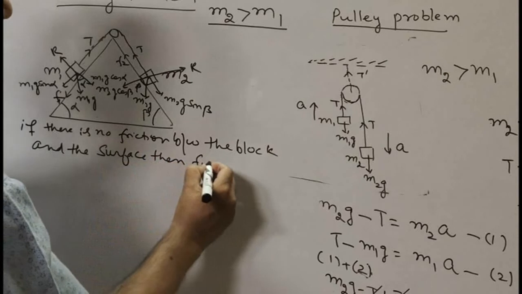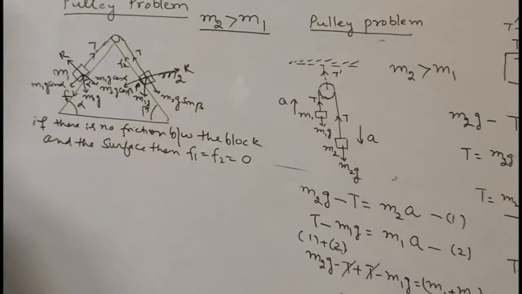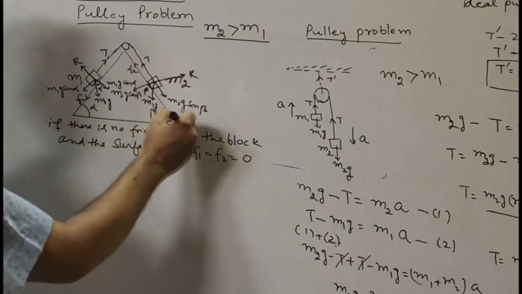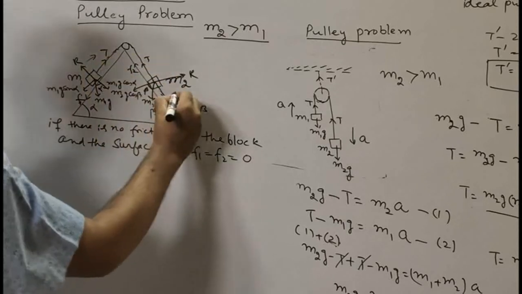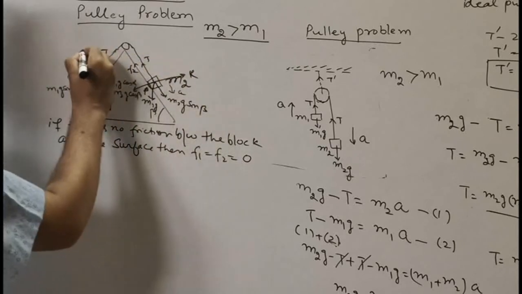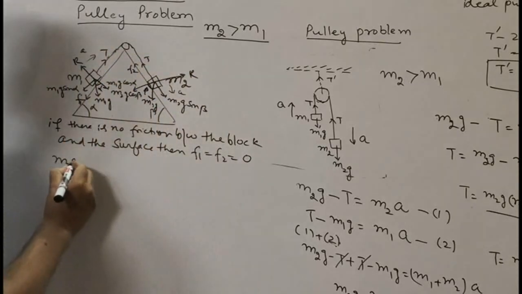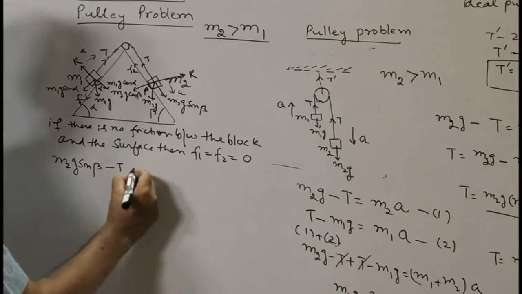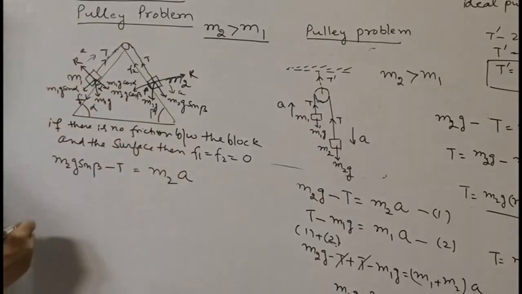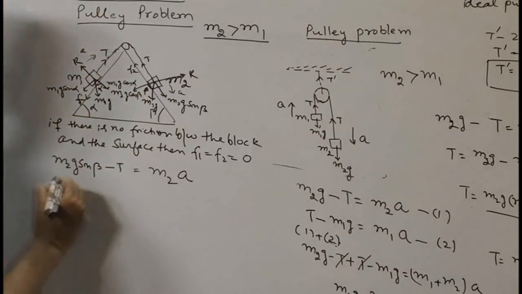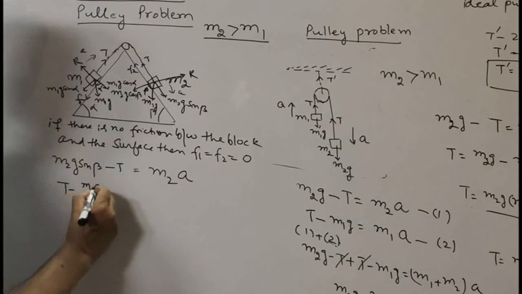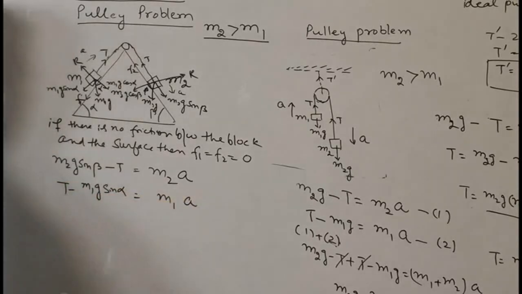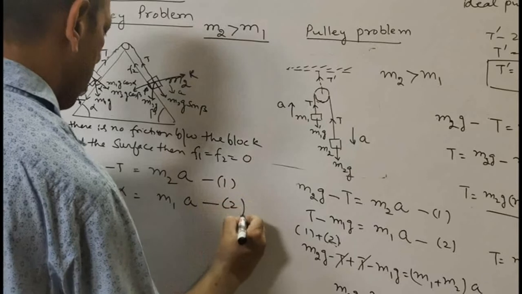Then F1 is equal to F2 is equal to 0. Since the acceleration here is downward, moving downward with an acceleration a, m2g sin beta minus T is equal to m2a. Similarly, in this case the acceleration is upward, so T minus m1g sin alpha is equal to m1a. This is equation number 1, this is equation number 2.